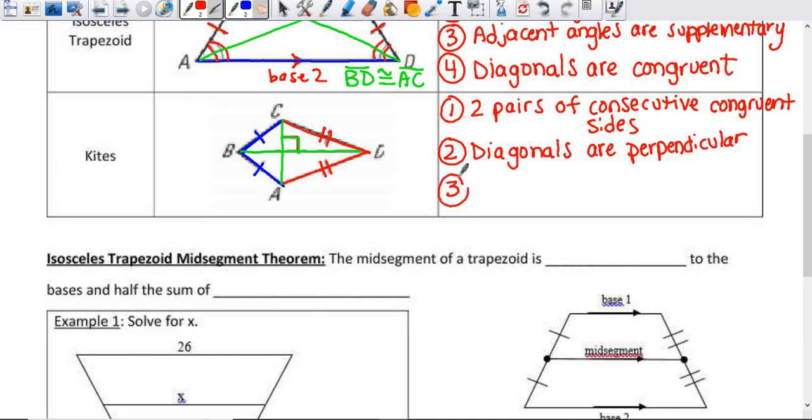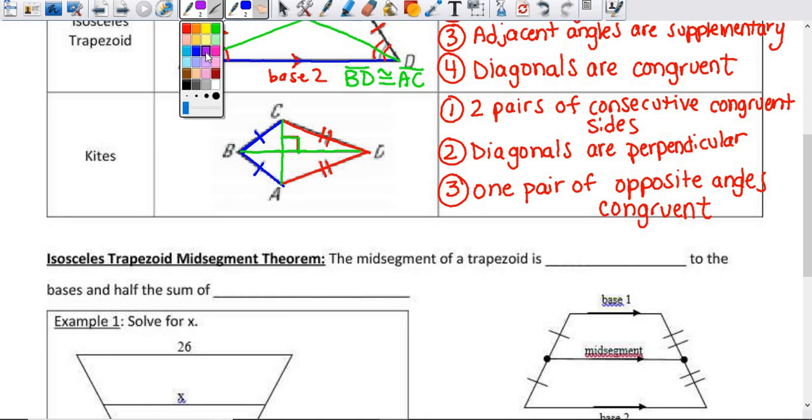And then your last property of a kite is that there is one pair of opposite angles congruent. So in all of our shapes so far, we've had opposite angles are congruent, but in this particular case, only one pair of them would be. So for instance, you might have that this one is congruent to this one, which is most likely the case. And if this kite looked a little differently, you could have B and D were actually the ones that were congruent. But you will only have one pair of opposite angles congruent.